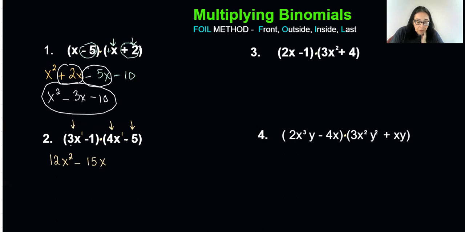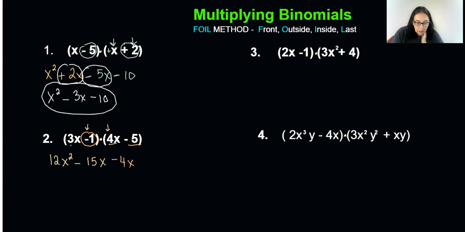So now let's do our -1. I'm going to clean this up again. So now we need to take -1 and multiply it by each term. A negative times a positive is a negative. 4x times 1 is just 4x.